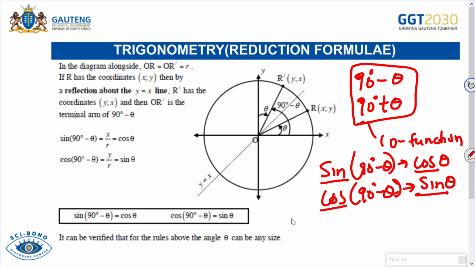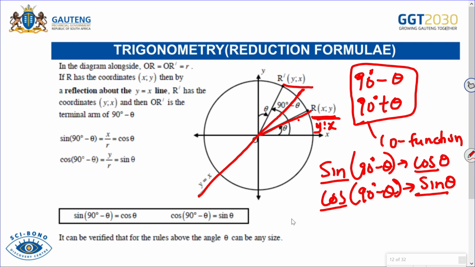So how does this happen? Okay, let's look at the diagram alongside. In that diagram, again, we're still looking at the length of OR. If we reflect OR about the line y equals x, which is an inverse, then this coordinate is going to change. Your value of x is now going to be y, and your value of y is now going to be x, as shown in the diagram.